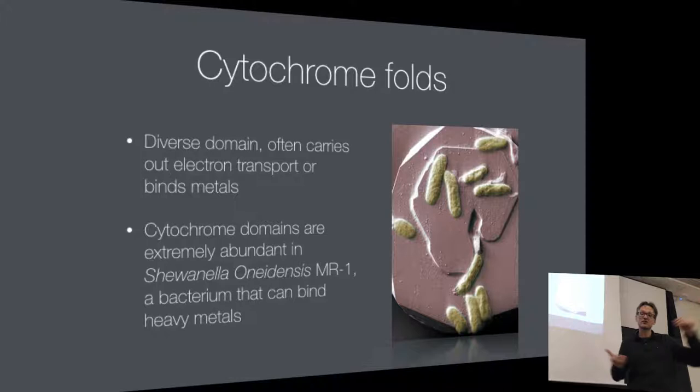So when we studied this with bioinformatics methods, it turns out that one of the organisms that has by far the most cytochrome C folds or cytochrome domains is a small bacterium called Shewanella oneidensis MR1. And that's a heavy metal bacterium. Not so much in the music sense, but it definitely likes to bind them.